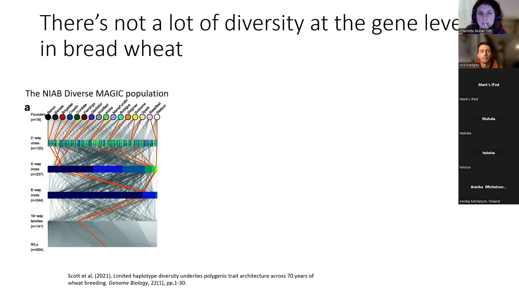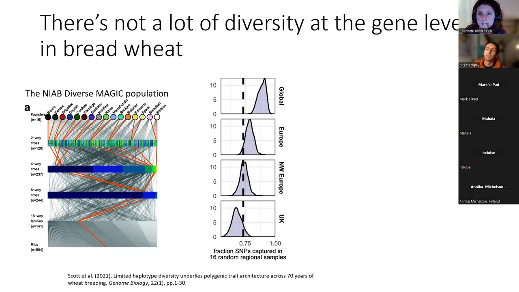So by doing full genome sequences of the parents, we could then compare those to a reference panel of global wheat diversity from a different paper, and look at how many of the genetic markers are captured in these 16 parents in comparison to different regions of the globe, or Europe, or Northwest Europe, or the UK.